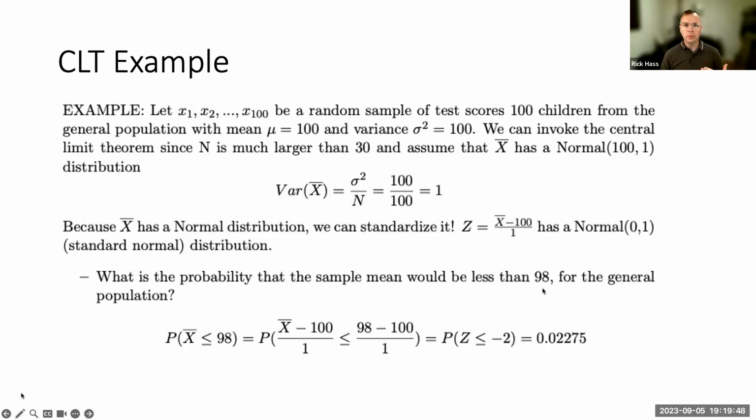With the normal distribution, we can't arrive at, well, what's the probability of 98 of that? So we have to define an interval. What we're going to be interested in is, what's the probability that a sample mean would be less than or equal to 98 in the general population? The way we do that is we just convert 98 to a z-score. So 98 minus 100 over 1 is -2.